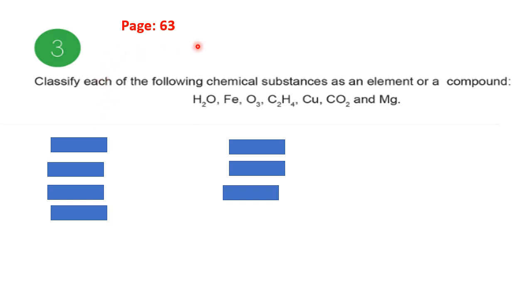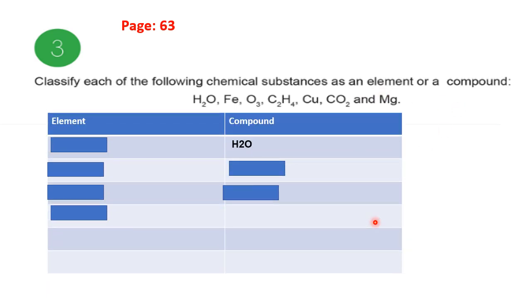Exercise 3, page 63. Classify each of the following chemical substances as an element or a compound. An element contains one type of chemical element, right? While a compound contains two or more different types of elements. Let's see the first example. Here we have H2O. H2O is made up of hydrogen and oxygen. So, is it an element or a compound?